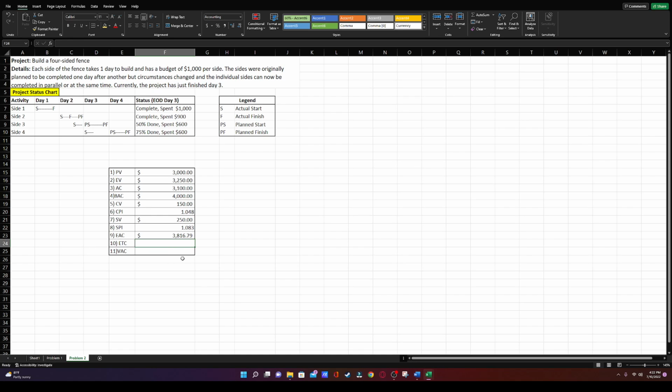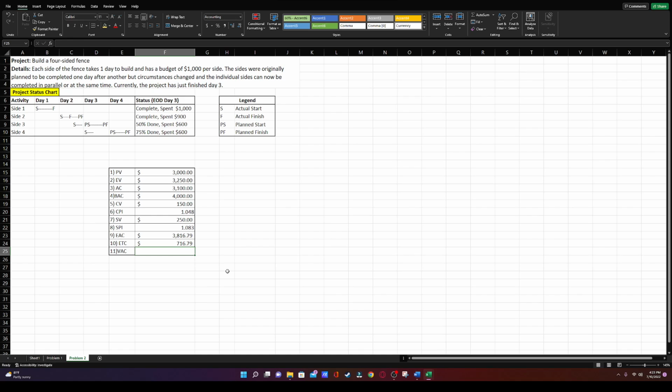All right, ETC, estimate to complete. So ETC is going to be our estimate at completion minus our actual cost. So that's going to be our EAC minus our AC. So we'll go ahead and do that. It's going to be $3,816.79 minus that $3,100. So we only need an additional $716.79 to finish out the remaining 50% of side 3 and the remaining 25% of side 4.